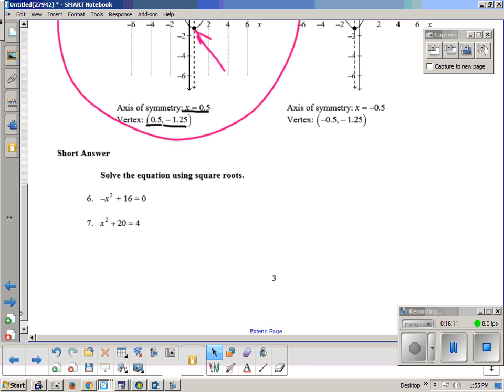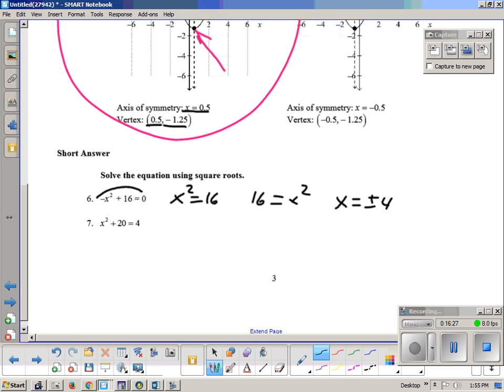Solve each equation using square roots. I did this one on the other video, but we'll do it again. We can send the x squared over, and you're going to get x squared equals 16. You might say, well, that's backwards. Well, it's the same thing. So x equals plus or minus 4. That one works. Let's try this one here.